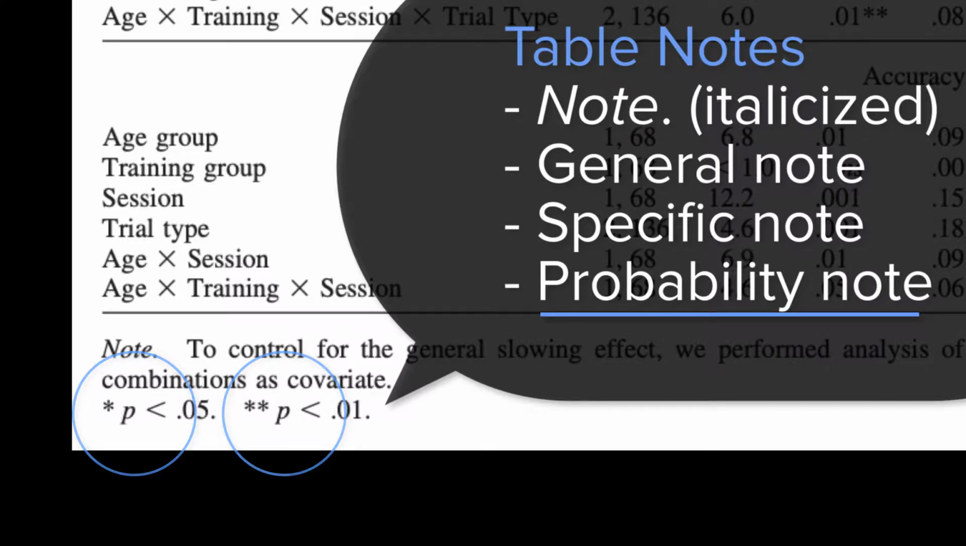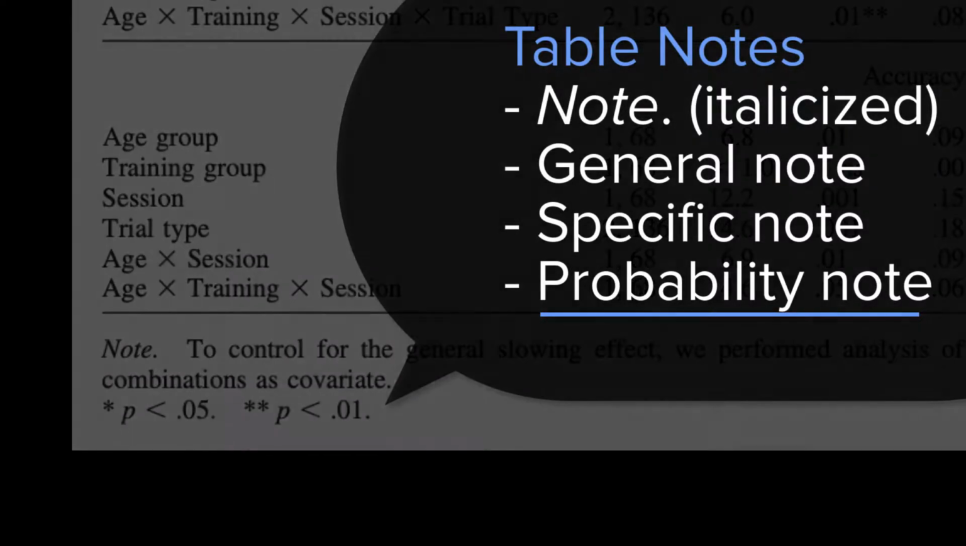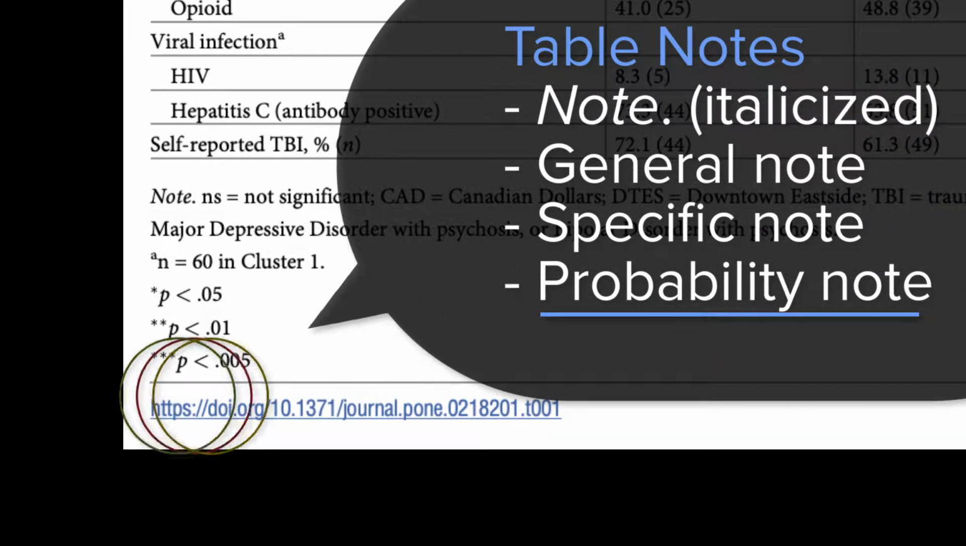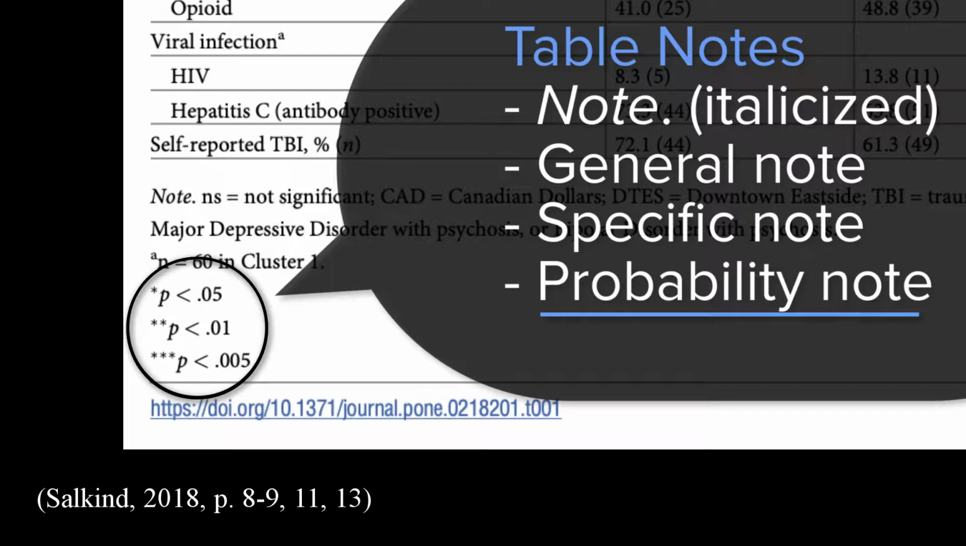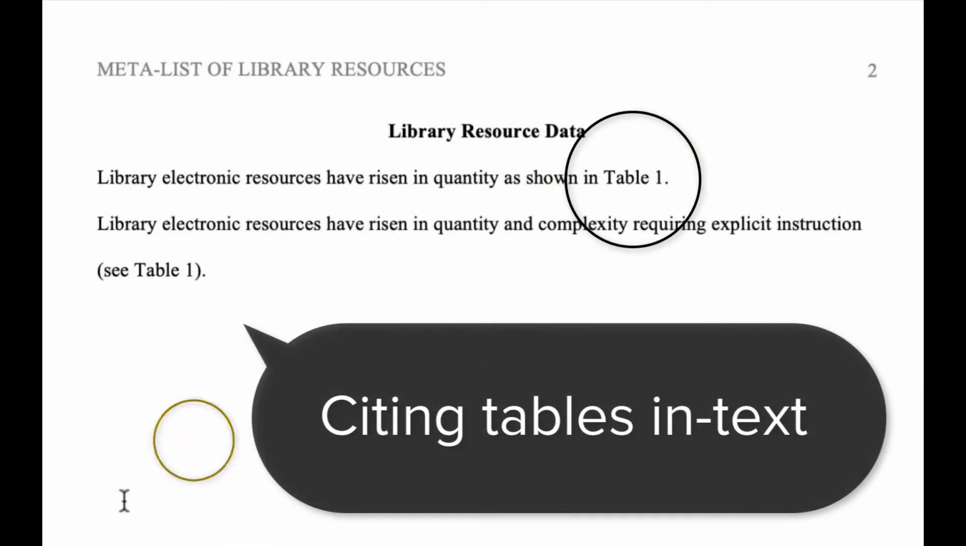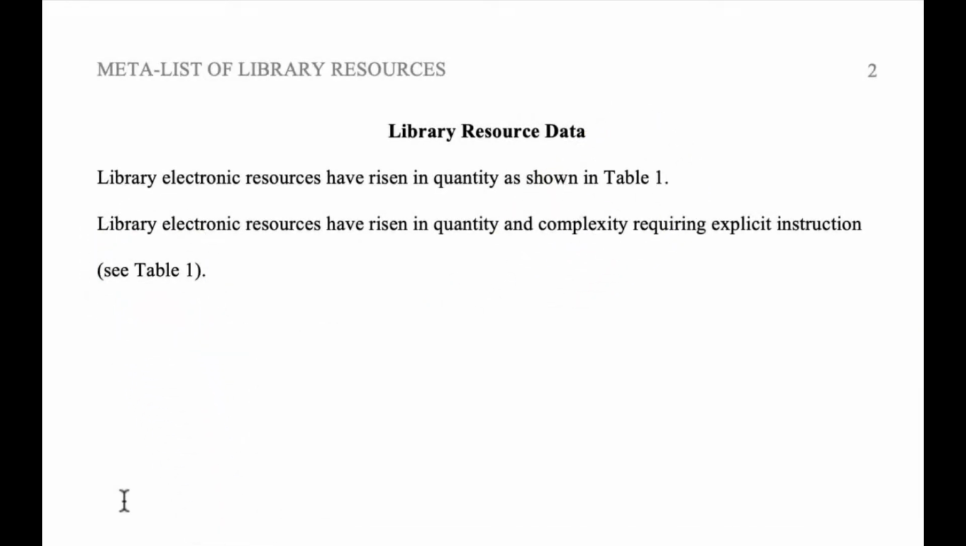P-values are based on the use of statistics in studies, and it's very helpful to identify their meaning. Now, this information is beyond the scope of this video, but if you're interested, check out the book Statistics for People Who Think They Hate Statistics by Neil Salkind. When citing a table in text, simply refer to the table number as shown here.